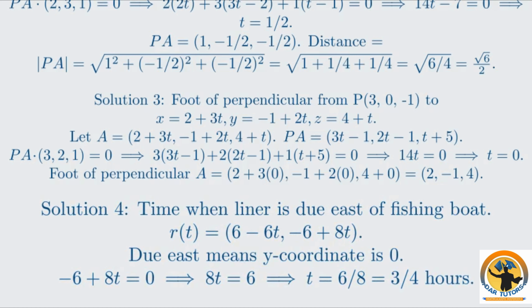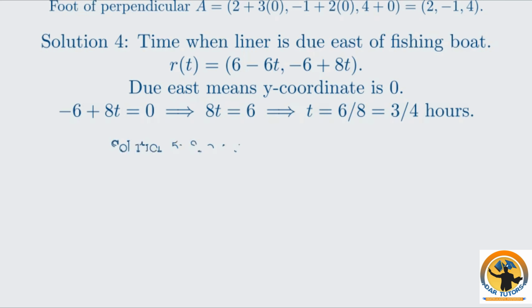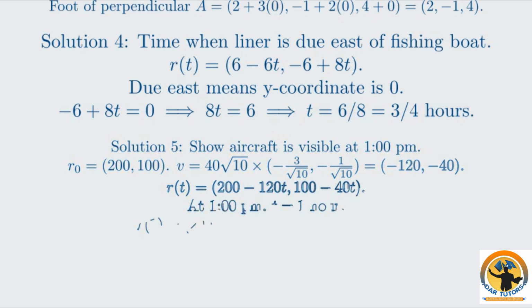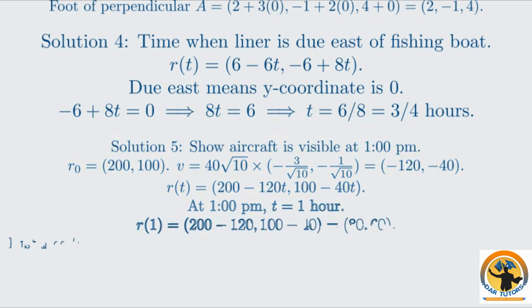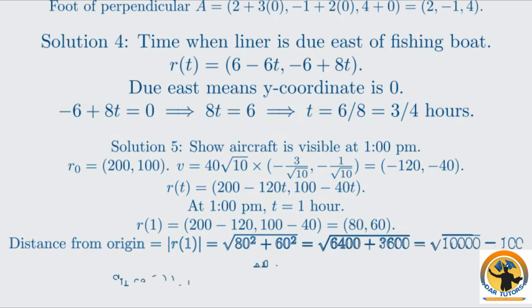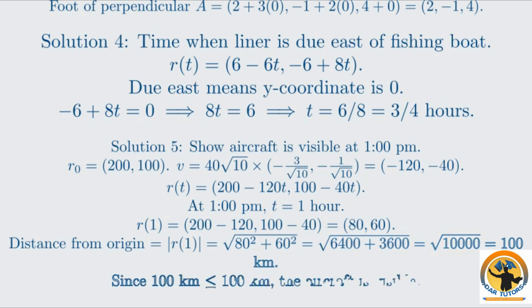And for question 5, we can show the aircraft is visible at 1 p.m. First, we find the velocity vector and the position vector r(t). At 1 p.m., t = 1 hour. We find the position vector at t = 1, which is (-100, 0). The distance from the origin is the magnitude of this vector, which is 100. Since this is within the 100-kilometer radar range, the aircraft is visible.